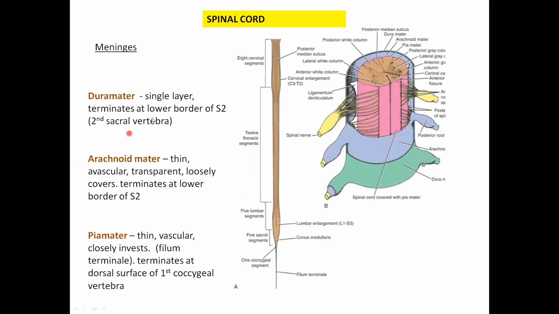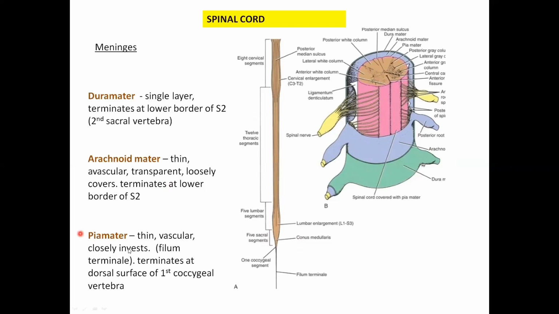Now what's happening to these coverings after the termination of the spinal cord? So the dura mater, the spinal dura mater, will extend below the termination of the spinal cord and gets attached to the second sacral vertebra. The arachnoid mater also follows the dura mater. Beyond the termination of the spinal cord, it continues down and attaches at the second sacral vertebra.